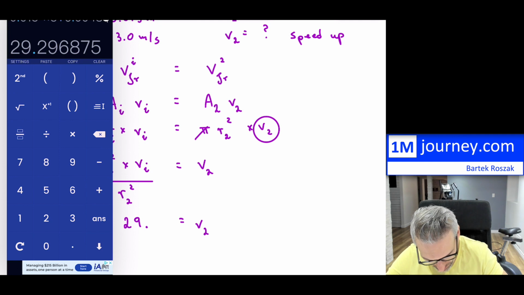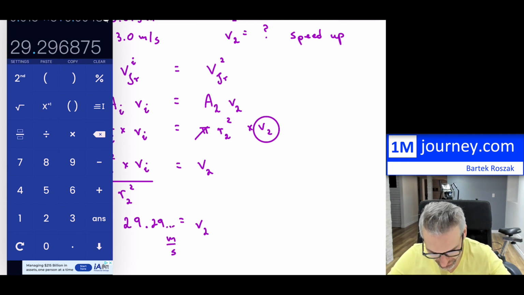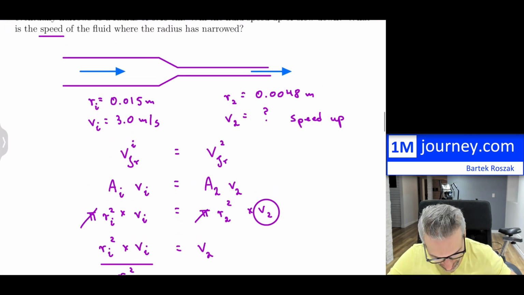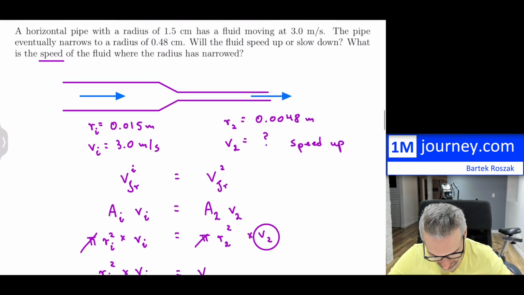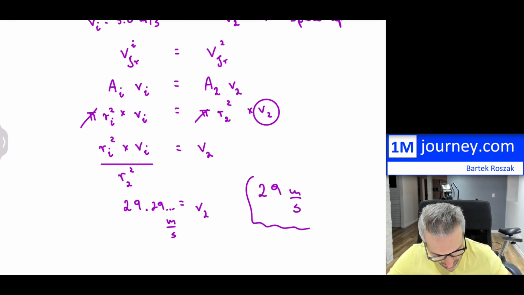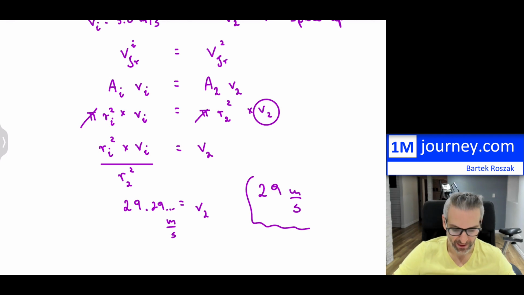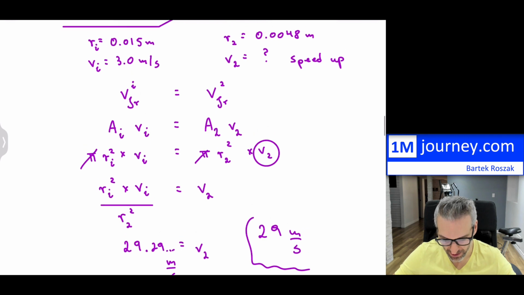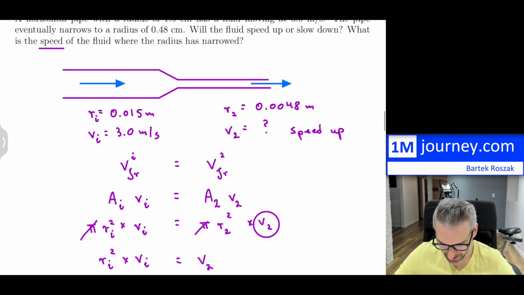It's 29.29, etc. meters per second. And if we want to round, 2 significant figures was the lowest, so it's about 29 meters per second. That's pretty quick. Notice it went from 3 to almost 10 times as fast. That's because of the narrowing, and that will indeed happen when you are narrowing down and you still want to maintain the same volume flow rate.